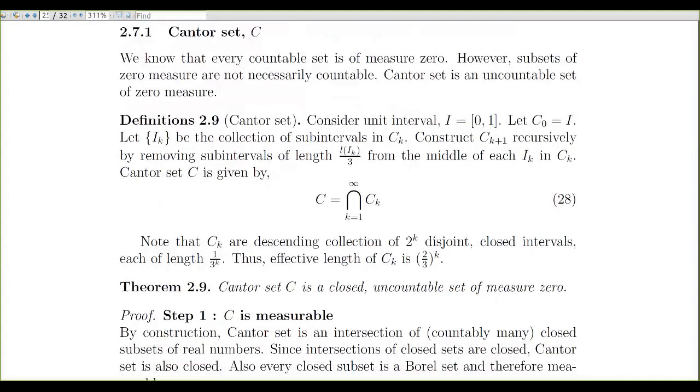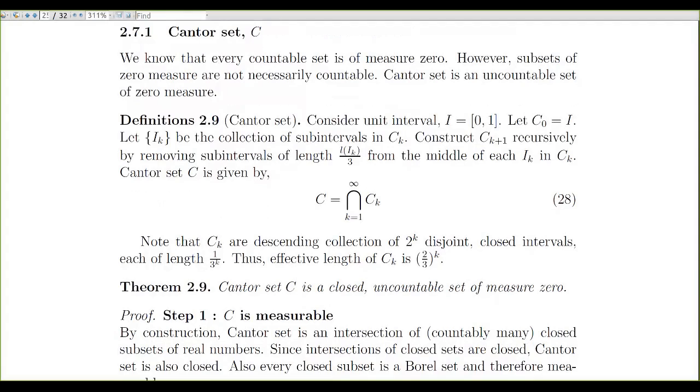From the construction we can say that C0 contains only one interval, C1 contains 2 intervals, C2 contains 4 intervals. Every time we divide an interval into 3 and remove 1, so every interval gives 2 new disjoint closed intervals. When we constructed C1 from C0, each subinterval was of length 1/3.